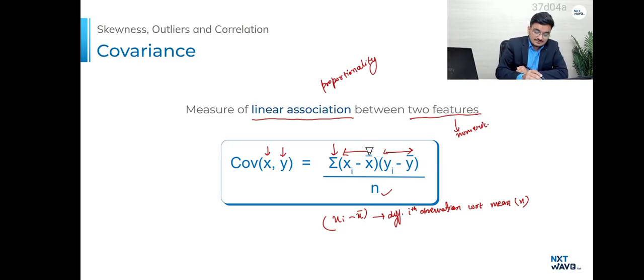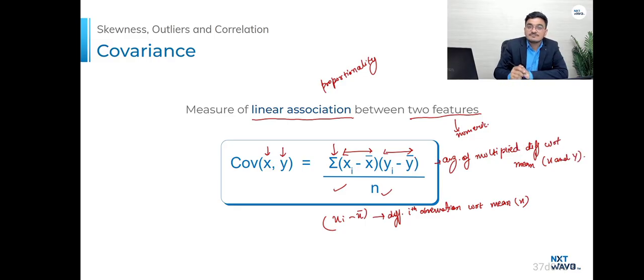So we are taking the product of these differences, right? And we are doing the average of those products. So what we are doing is the average of multiplied differences with respect to the mean for features X and Y, right? This is what our covariance represents. It is the average of multiplied differences with respect to the mean value for both the features. Now let's see one example.